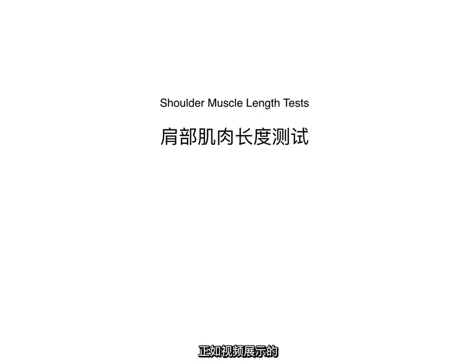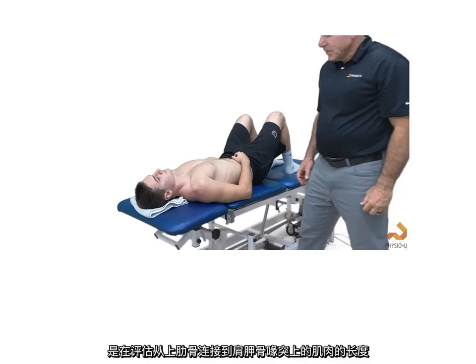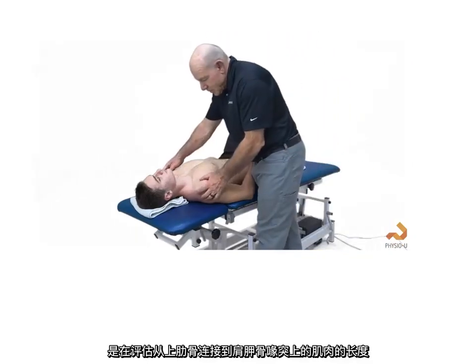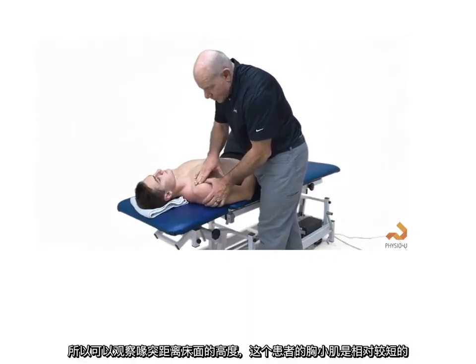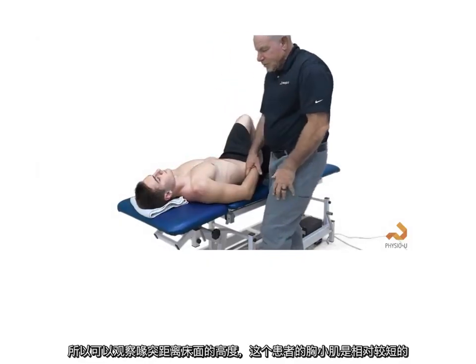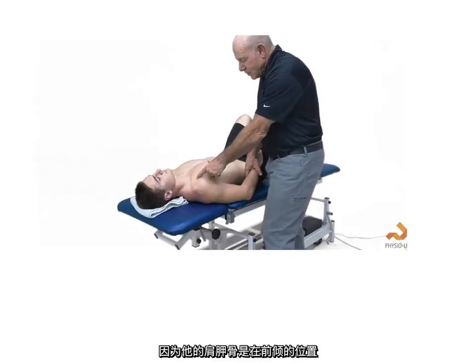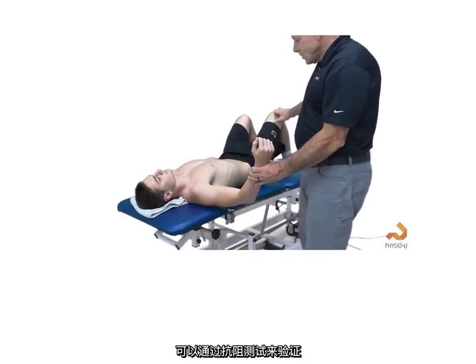So as you see, the length of the pectoralis minor is measured, looking at the flexibility of that muscle that attaches from the upper ribs to the coracoid process of the scapula. And so we look at the ability of the acromion to come near the table, and here you see someone that has a relatively shortened pectoralis minor because his scapula is in that anterior tilt position. So you can check that by looking at resistance.